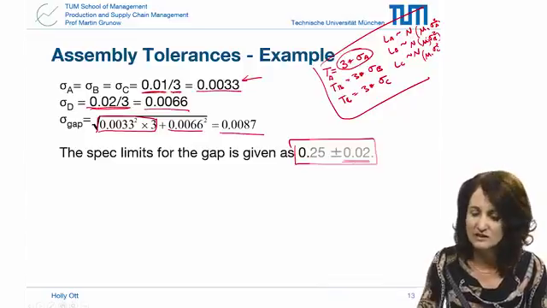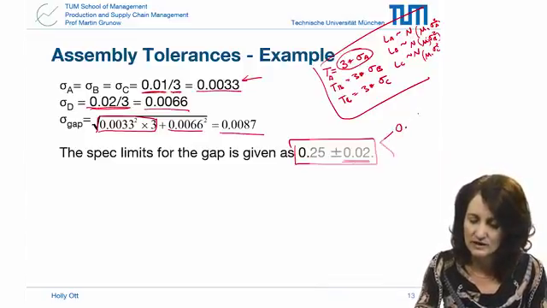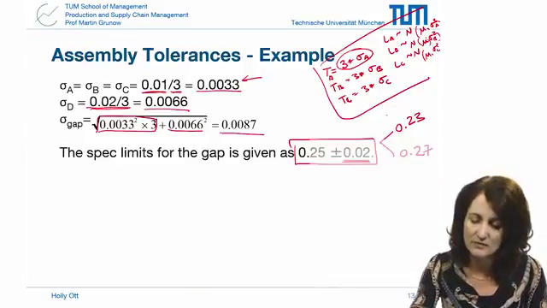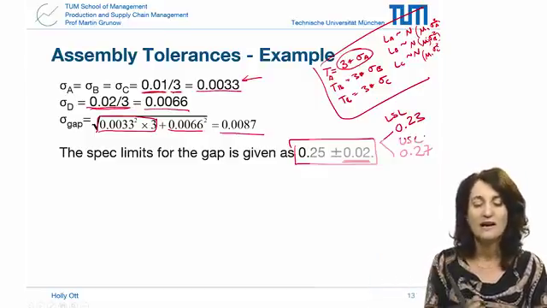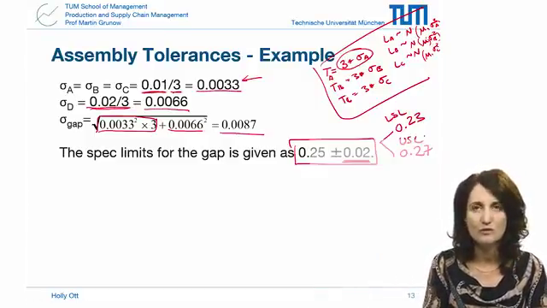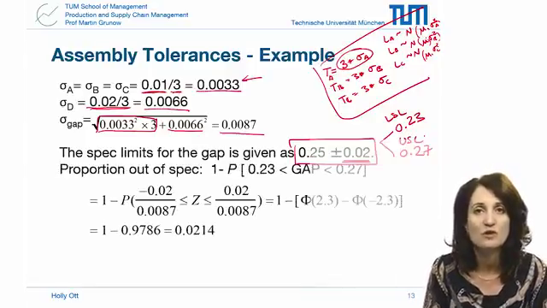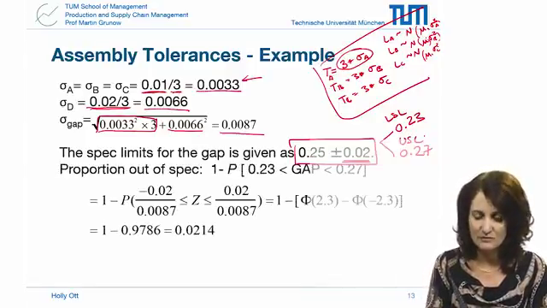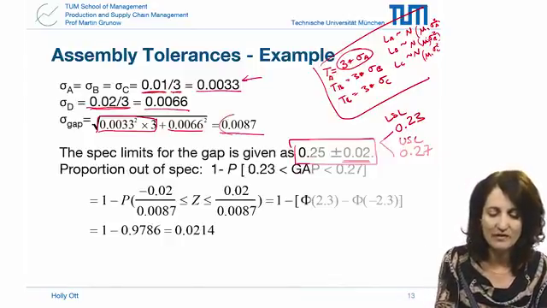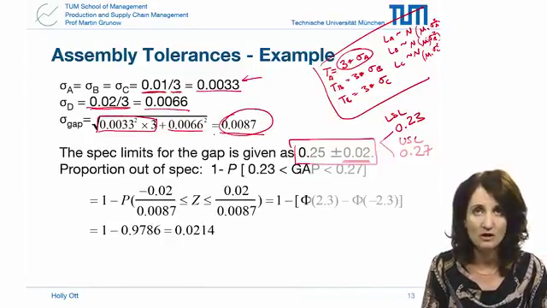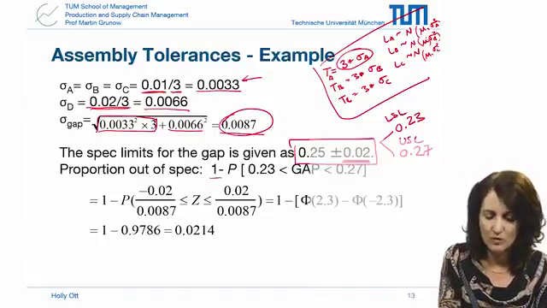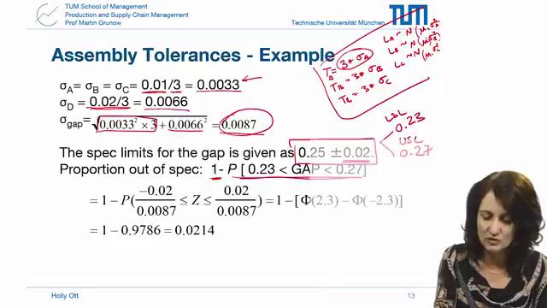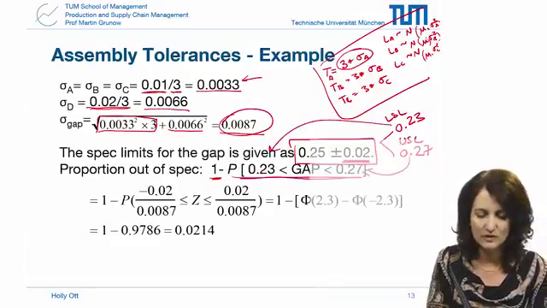This is what the customer has given us. So here we're looking at 0.23 and 0.27 as your lower spec limit and your upper spec limit. So given that, now the question is, just as we did before with the normal distributions, what is the proportion out of specification given that we have this overall tolerance or overall standard deviation for the gap. So we're looking for 1 minus the probability that we're within these two specifications, 0.23 and 0.27.